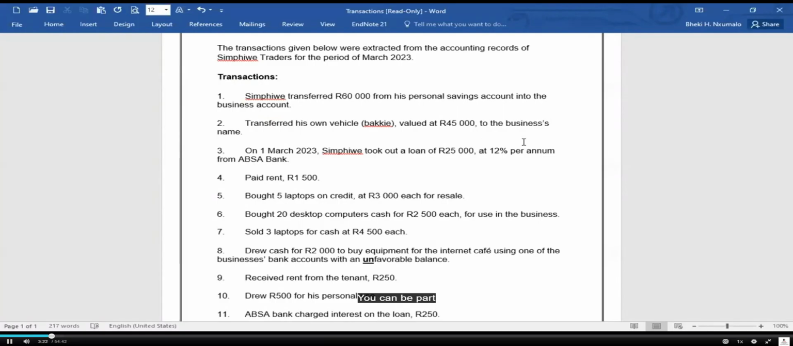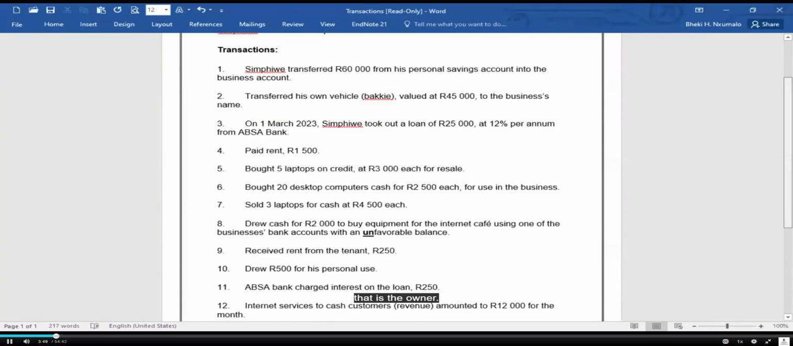But here the owner is making a cash deposit of 60,000 into the business bank account. He is also transferring a bakkie, a vehicle, to the business. So that is the owner.